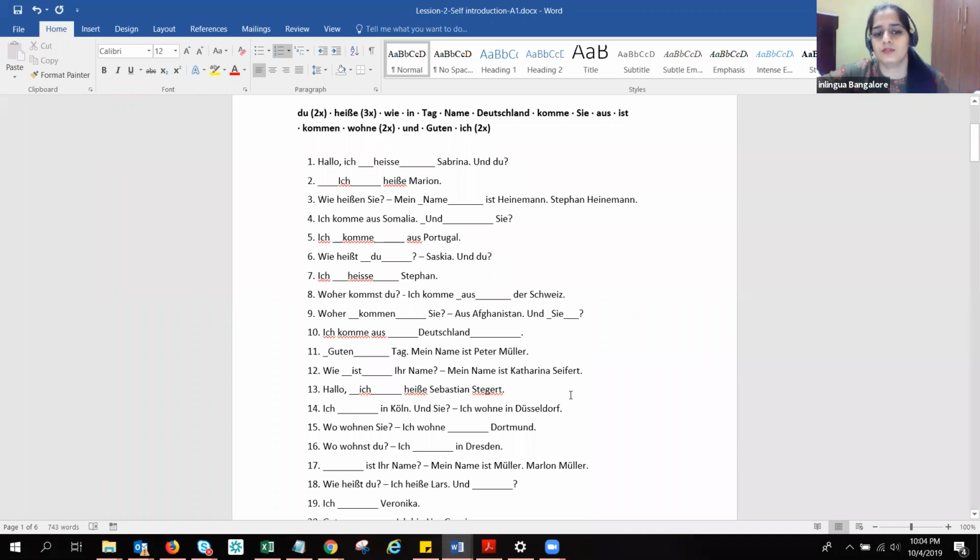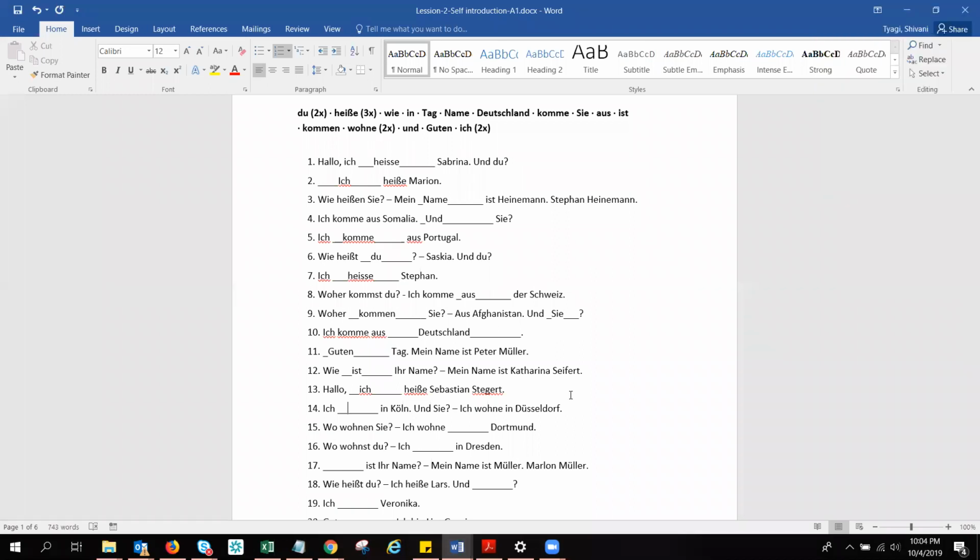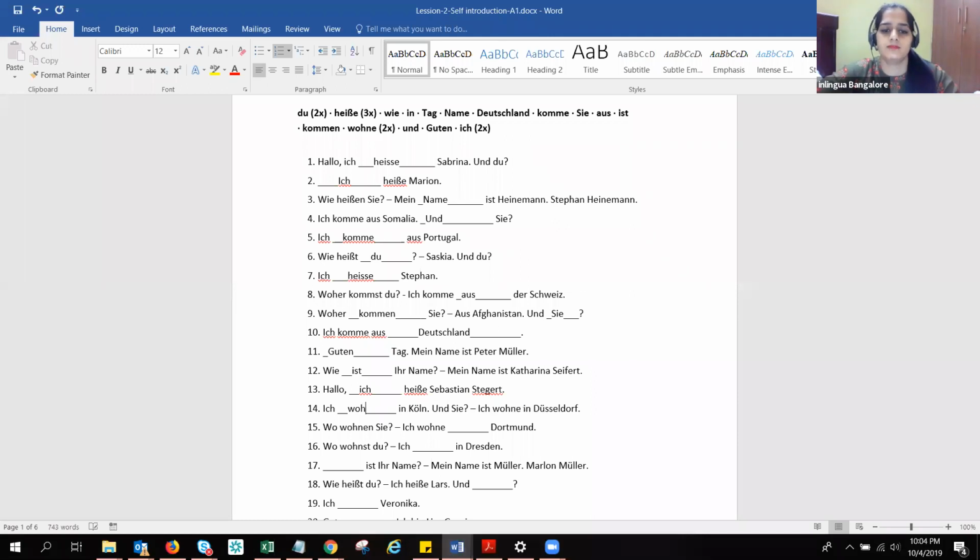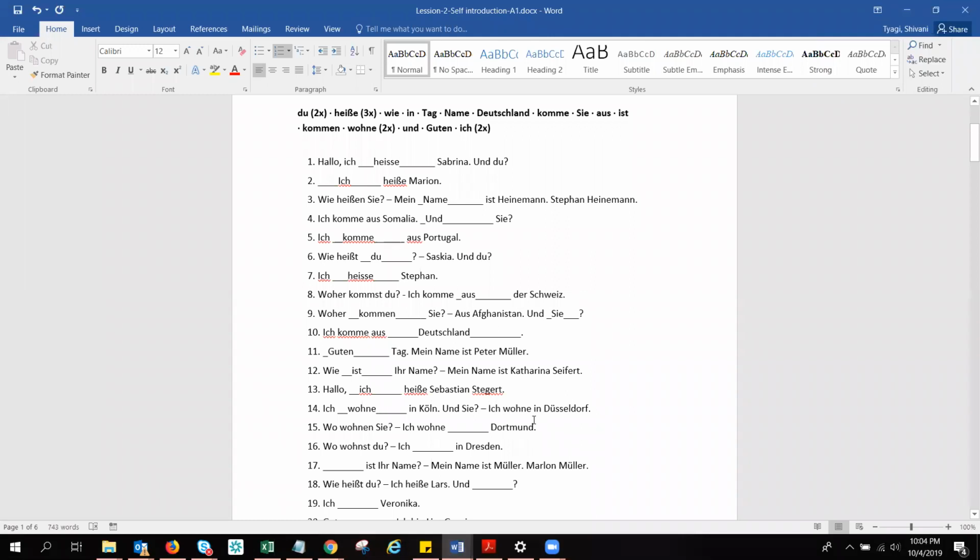Shruti, can you tell me what will be here and the translation of this sentence? Ich wohne in Köln. Good. I live in Köln. Und Sie, and you. And you will be saying Ich wohne in Düsseldorf. Düsseldorf is a place in Germany. Okay, ich wohne in Köln. I live in Köln. And you, I live in Düsseldorf. Great.